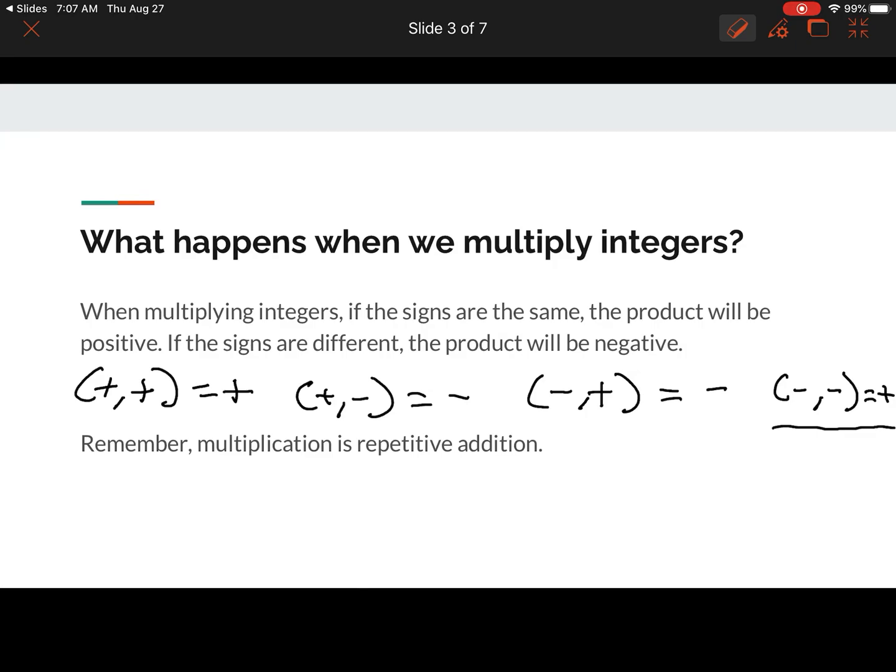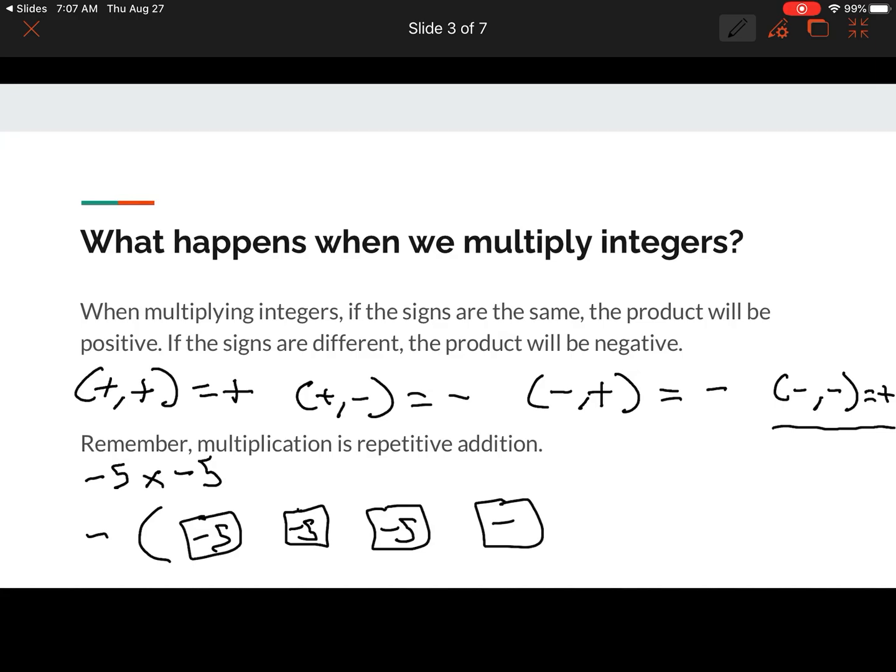But how about the tricky one, a negative times a negative? Well, for that, you're really going to have to trust me a little bit, but let's look at it. So we have negative 5 times negative 5. All right, so we're going to have negative 5 groups of negative 5, or the opposite of 5 groups of negative 5. So if we have negative 5, negative 5, negative 5, negative 5, and negative 5, and we add these all up together, we would get negative 25.